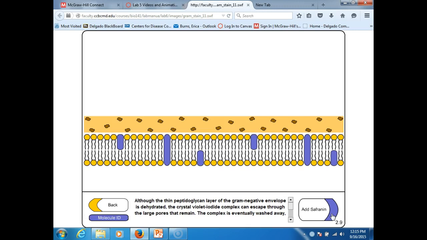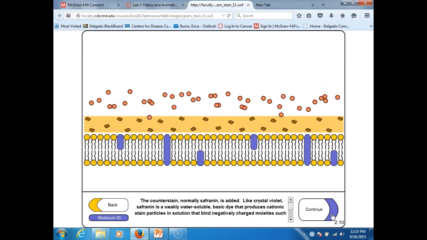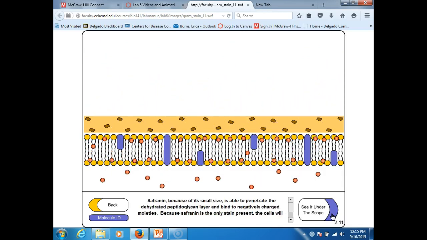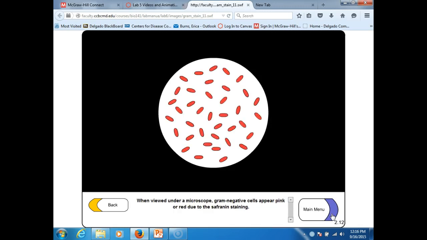So at this point, if you were to stop here, these cells would be what? Colorless. They would be colorless. But we want to actually be able to see them, right? So then we have to counterstain them with safranin, which is a red dye. Again, basic, positively charged, goes into the cells. It's not going to be able to retain a lot of this dye because of the damage that it incurred during decolorization. So they're not going to be red, but they'll appear pink under the microscope. So there we have our pink, which indicates the result that we know as gram-negative. Okay?